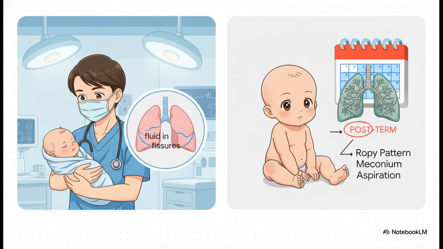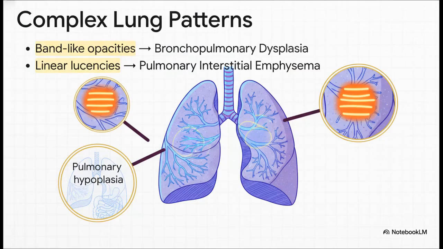Delivery history is just as important. Fluid in the fissures? That's TTN. A ropey pattern in a post-term baby? Meconium aspiration. For more complex lungs, look for these patterns. They point to some pretty significant underlying conditions.